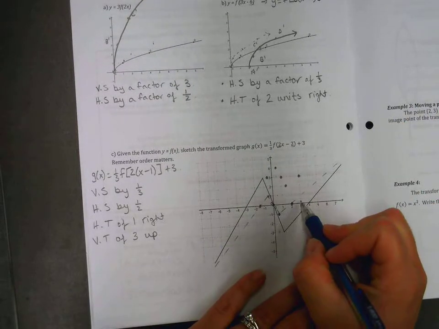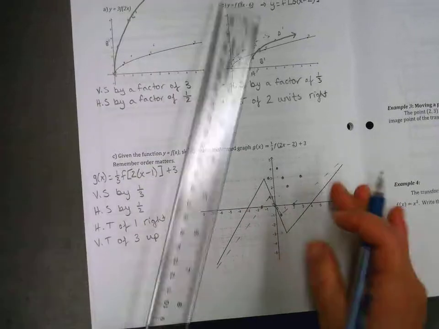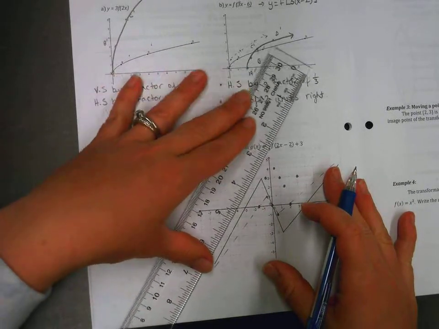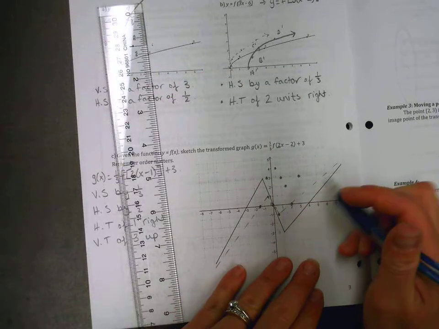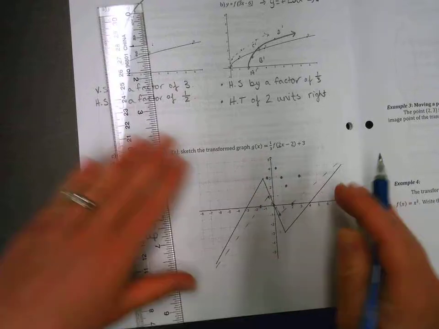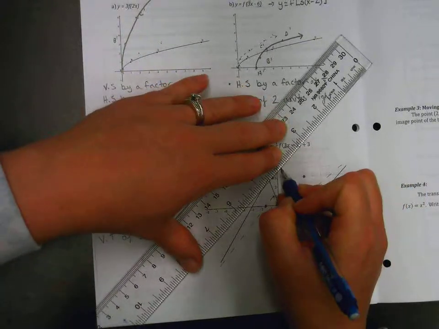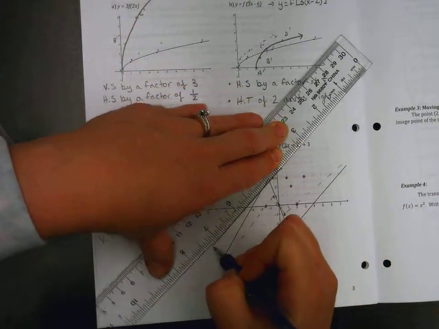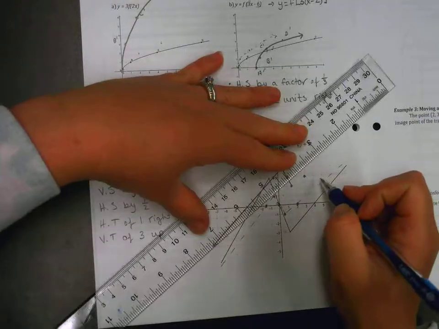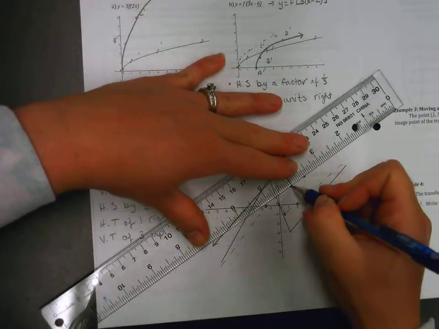I am now going to take my time to sketch the graph. Just double checking this one. Yeah, looks good. Okay, connect my points. Draw a solid line now to clearly identify that this is my new function. Okay.